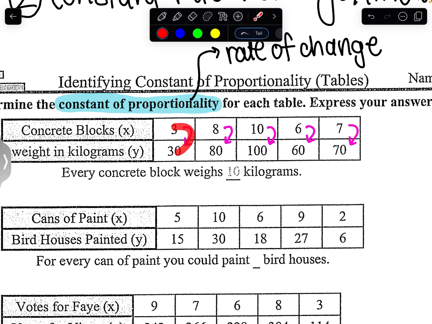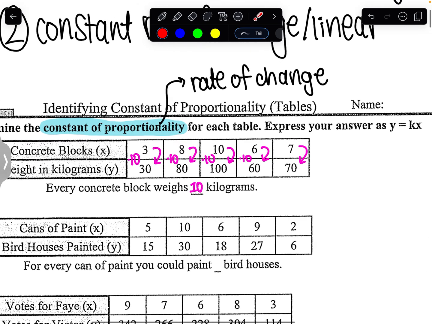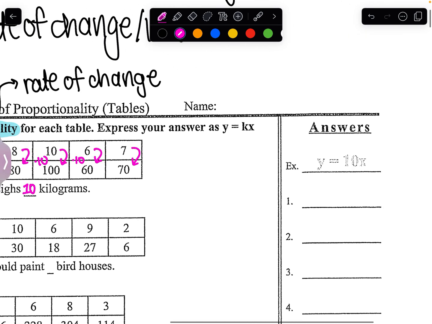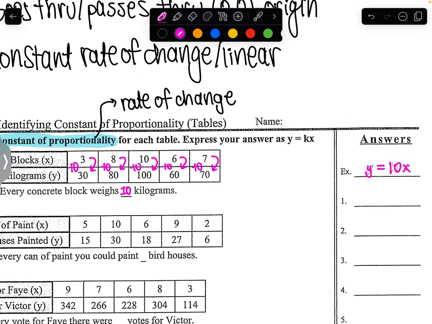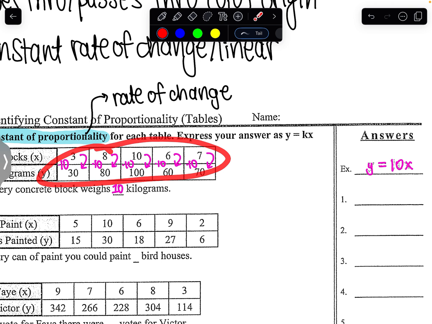So here, for all of these, I multiply my x by 10. 3 times 10 gives me 30. 8 times 10 gives me 80. So I'm going to write it like this: times 10, times 10, times 10. And you can see it here. It's written that every concrete block weighs 10 kilograms. So then if I wanted to write the rule, the equation for this table, it would be written as such: y equals 10x. So whatever that constant of proportionality is, whatever that rate of change that is continual in my table is, that's going to be the same number that is appearing here, as well as my coefficient of x.